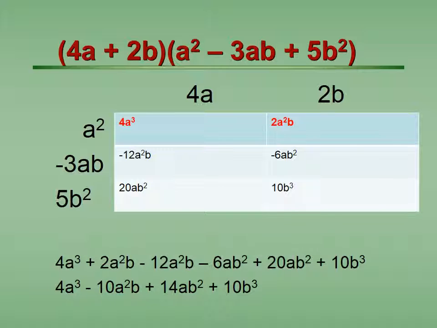So I'm going to go ahead and write all of these terms out, which is what I did on this line. And then I'm going to combine any like terms. So for example, 2a squared b minus 12a squared b became negative 10a squared b. And this negative 6ab squared plus 20ab squared become 14ab squared, giving me 4a cubed minus 10a squared b plus 14ab squared plus 10b cubed as my final answer.